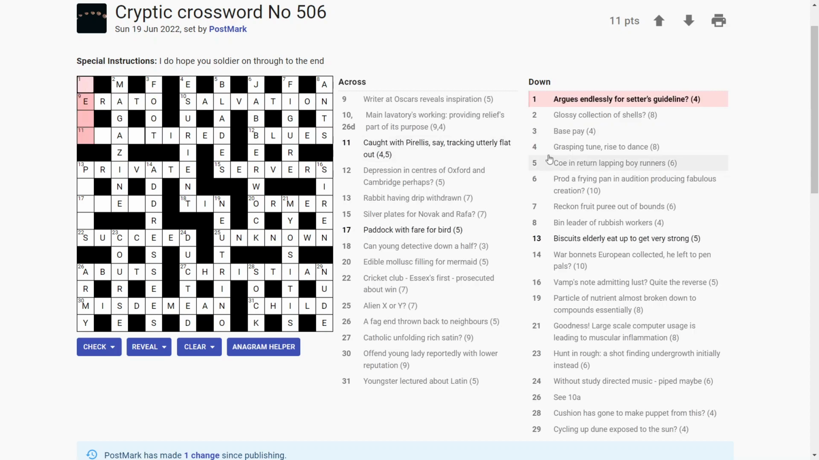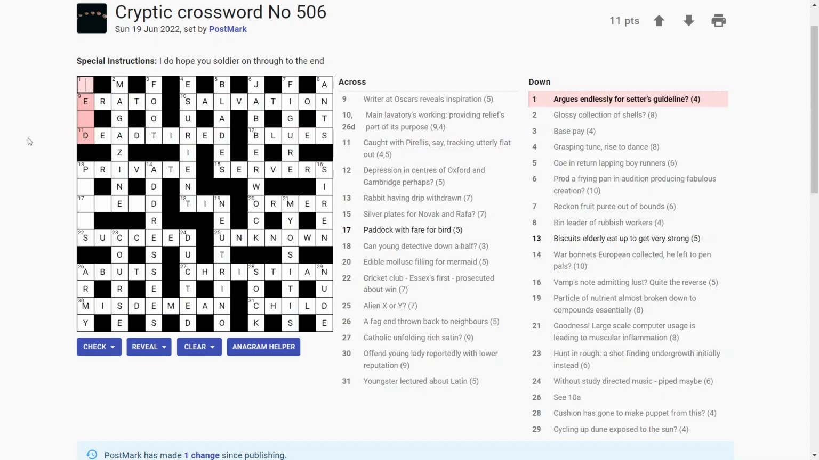Okay. Argues endlessly for setters guidelines. Setters guideline. What would Pirelli say? Tracking utterly flat out. Tracking. The tracking bit is doing. Pirelli's is tyres. Caught. I don't know. Dead tired. Dead tired. If something's caught, is it dead? Don't know.